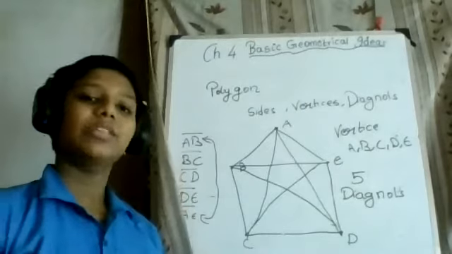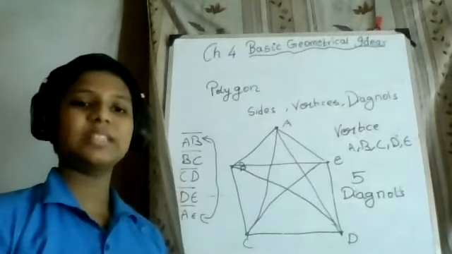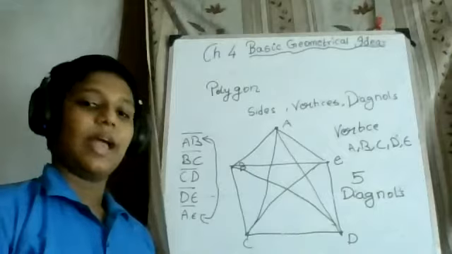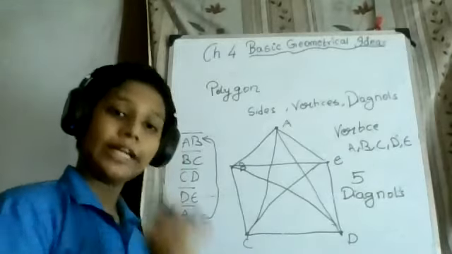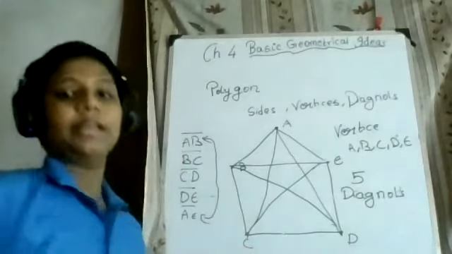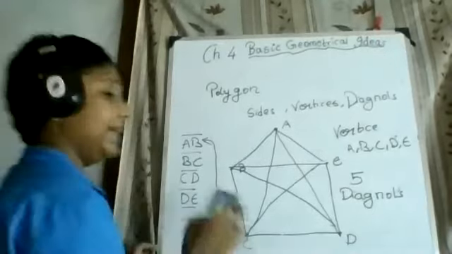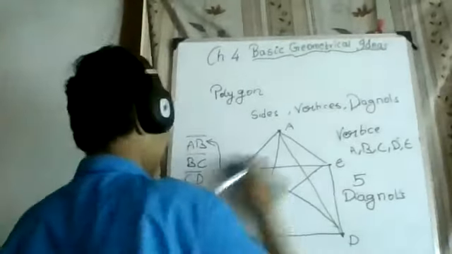Vertices means the point where 2 sides join is known as a vertex, and if 2 points join through the interior of a polygon, that is known as a diagonal. Interior, remember that name, interior.